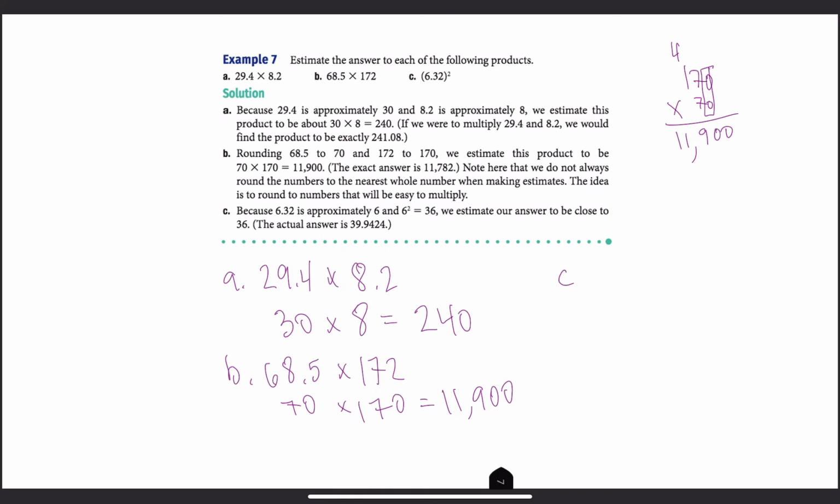All right, C. 6.32 squared. Okay. Well, let's round 6.32. Let's say that's about 6 squared, which is about 36. So there's my estimate. So when you're estimating with decimals, go ahead and round first, then do your rough calculation, and that will give you a ballpark for where your answer should be when you go to do your exact calculation.